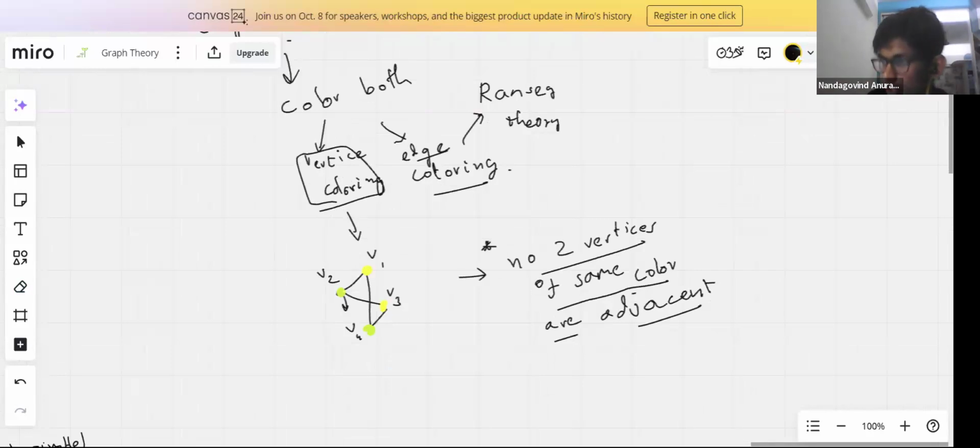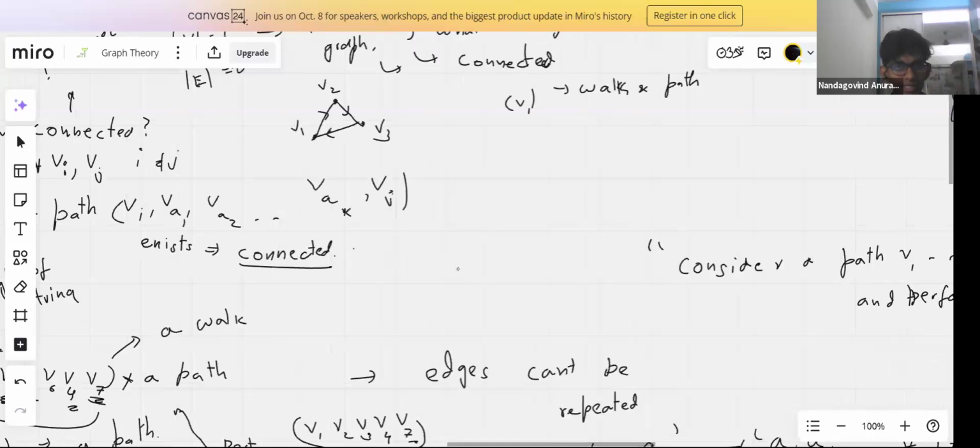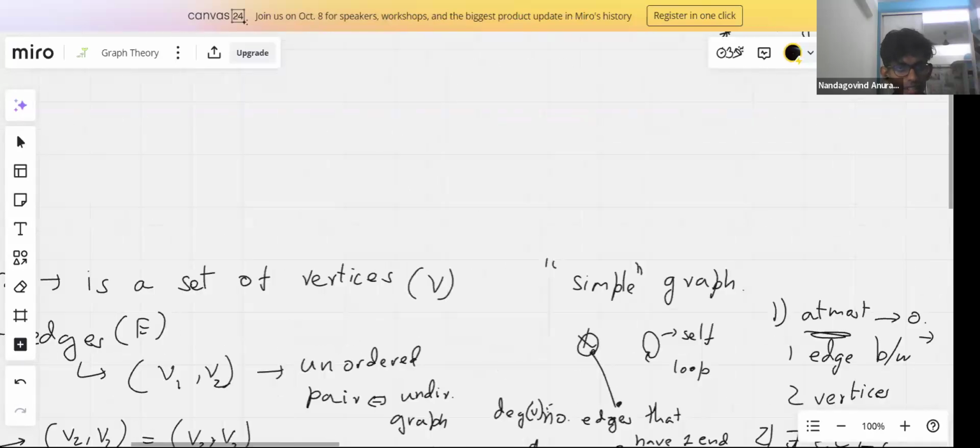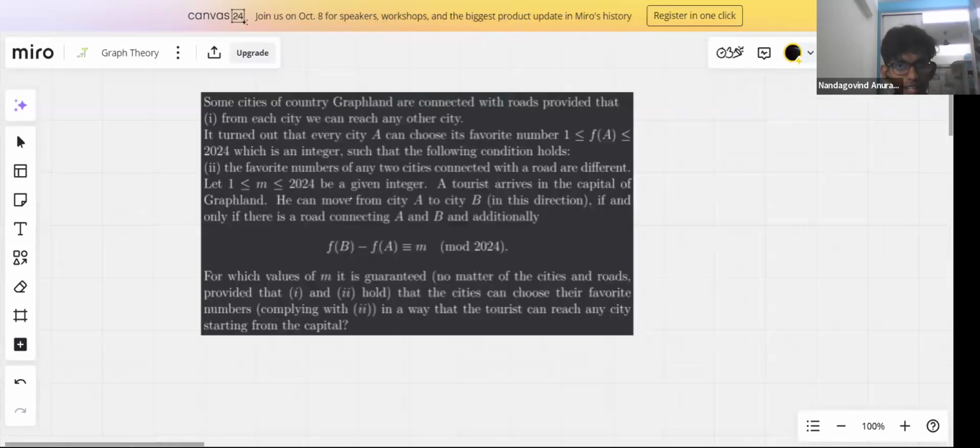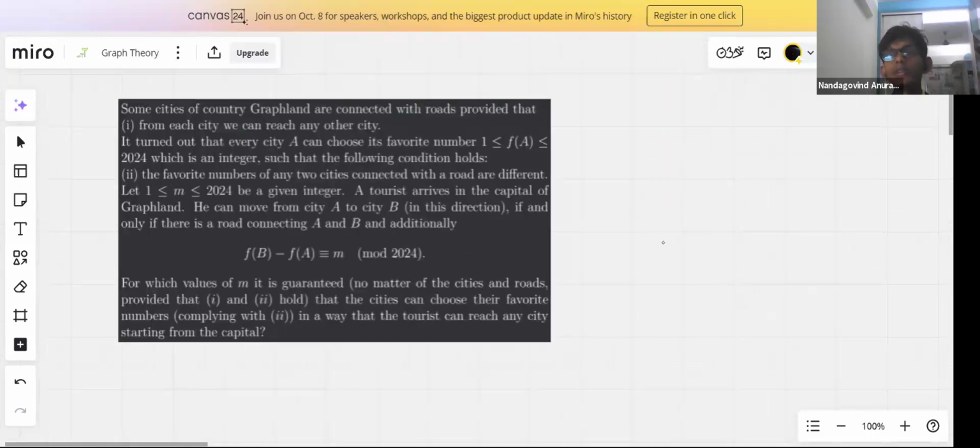Okay. But now I want to sort of build stuff out of this. So randomly coloring isn't going to give me a lot of information. So I have a question: what is the significance of coloring the vertices? I mean, how can that help? So for example, we'll go to the problem.